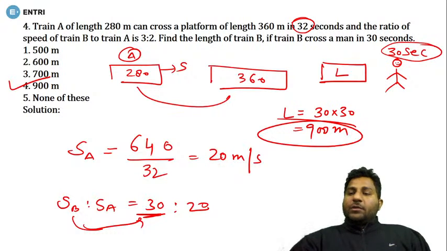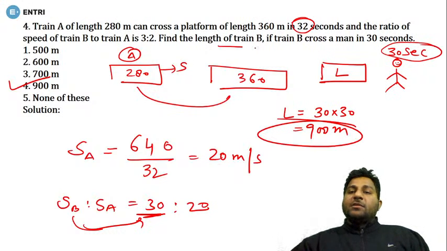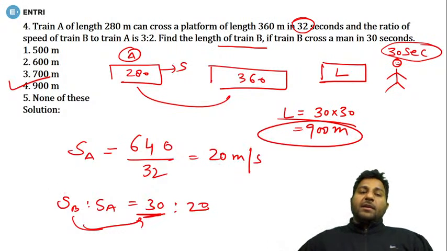So I hope you all have done it at once. 30 is the speed, but we need to find the length of train B. So if you want to find the length of train B, you need to have the speed and time as well. So let's multiply, because the formula of speed, time and distance is distance equal to speed into time.